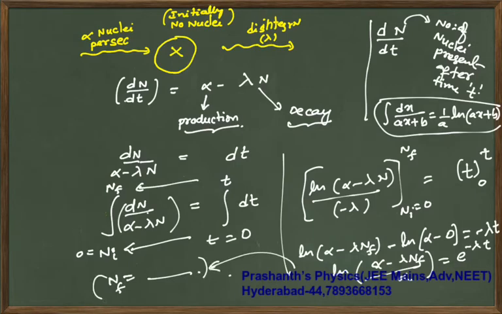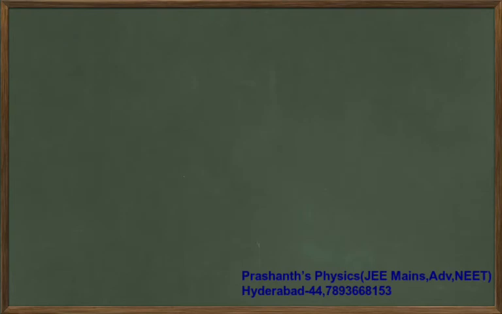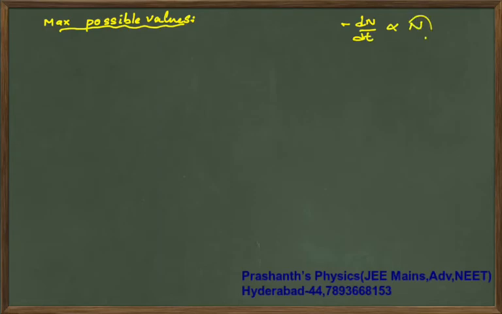The outline is this. I will give you questions, and once you do the questions you will get clarity. Sometimes they will even ask for maximum possible values. We know that dN by dt is directly proportional to N. So more N, more rate of decay.